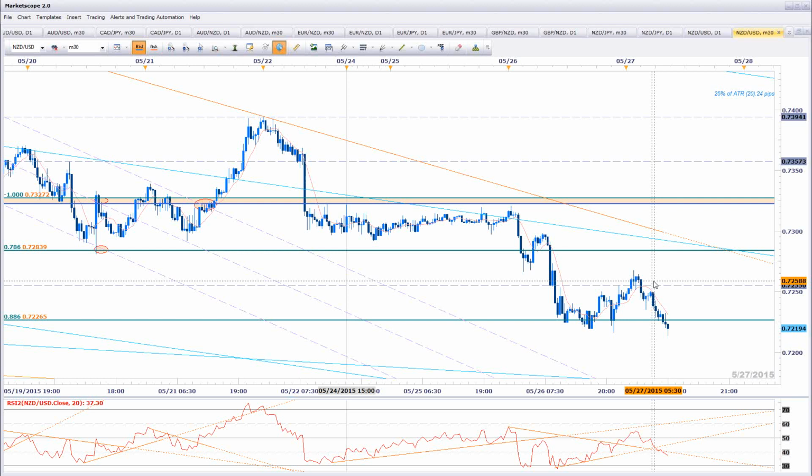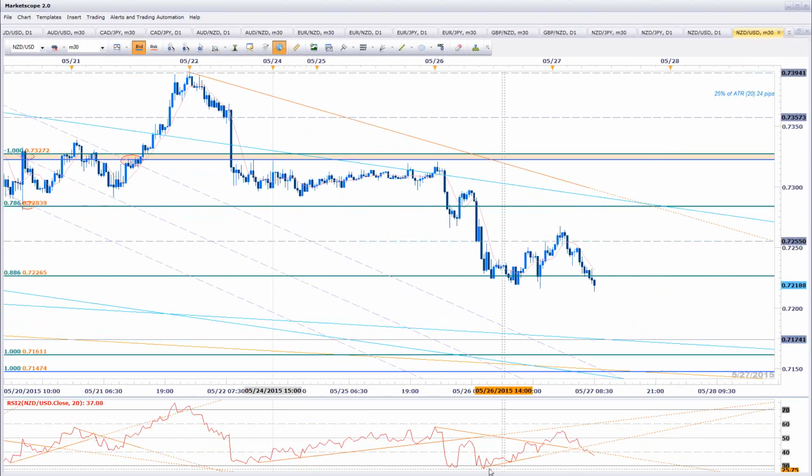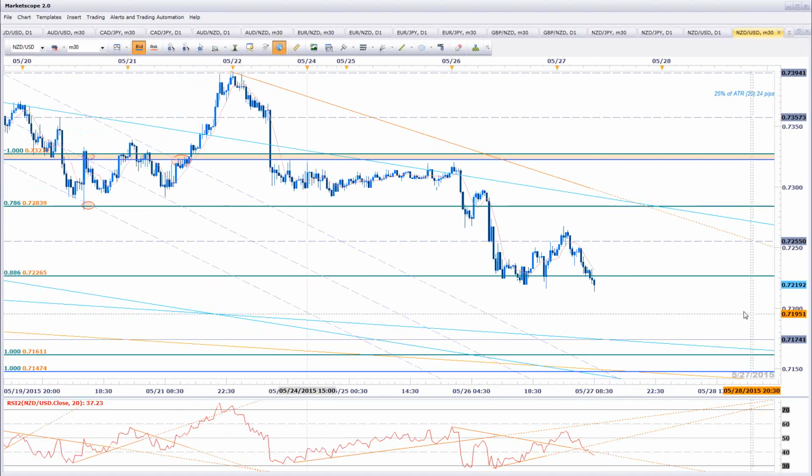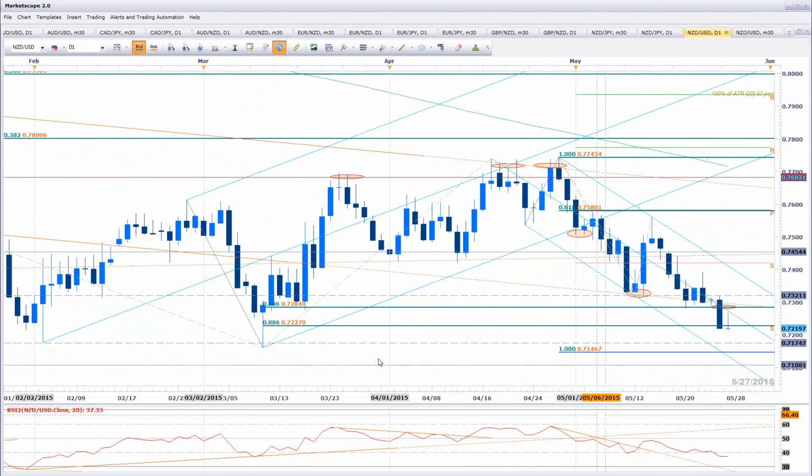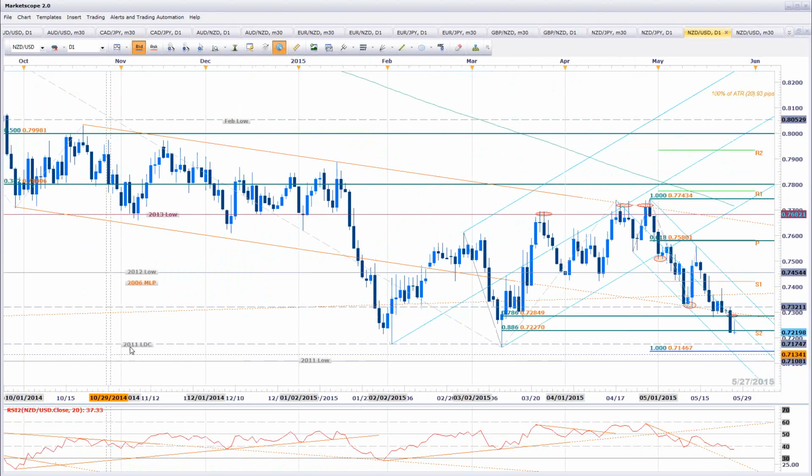Okay, so at this point, again, we're testing that major key support. Broader downside bias remains in play. Just keep in mind that at this point, if we make a new low here, it's going to be some more divergence with these lows. So I'm not really interested in playing the short side of the Kiwi. If we break down from here, 71.74 is really the next target, and that's going to be the 2011 low day close. And then 71.46 actually will materialize into the 100% extension off that decline.